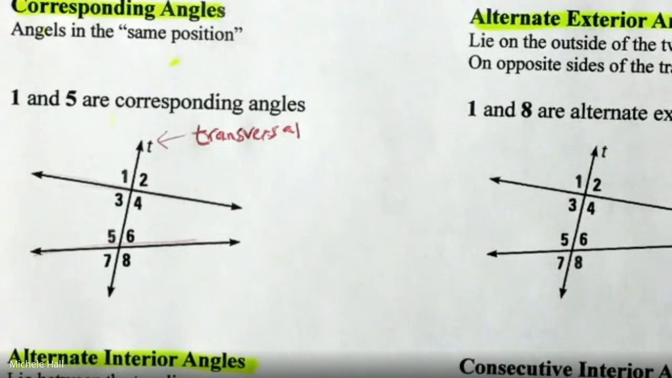What other do we have? Think about it for a second. Don't say anything out loud. I want you to think of another set of alternate interior angles. Give me a thumbs up when you're ready to go.